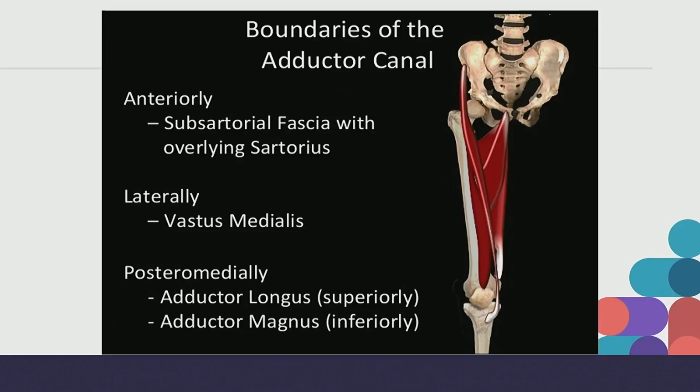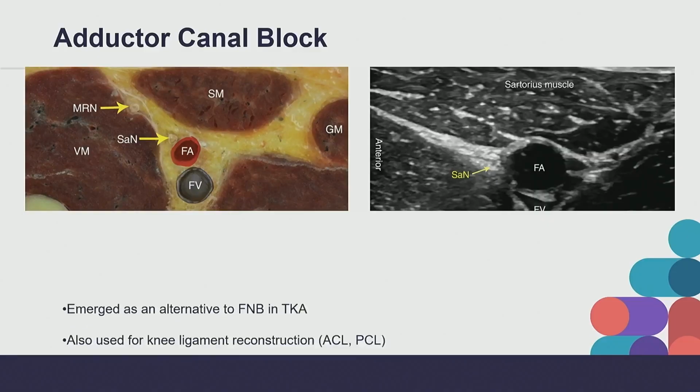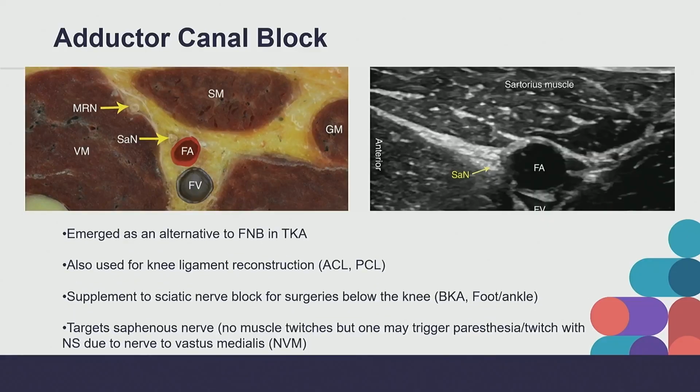The adductor canal is roofed over by the sartorius muscle, laterally by the vastus medialis muscle, and then posterior medially by the adductor longus or the magnus, depending on where you are on that thigh. The adductor canal block emerged as an alternative to the femoral nerve block, especially as we were thinking about more motor sparing techniques in the setting of total knee arthroplasties.